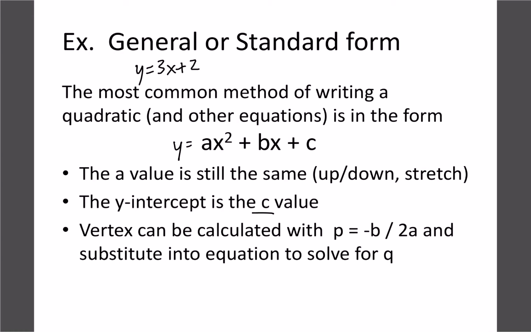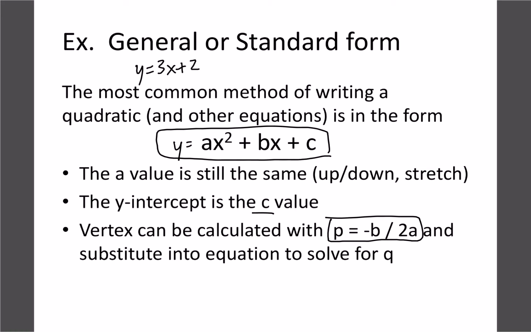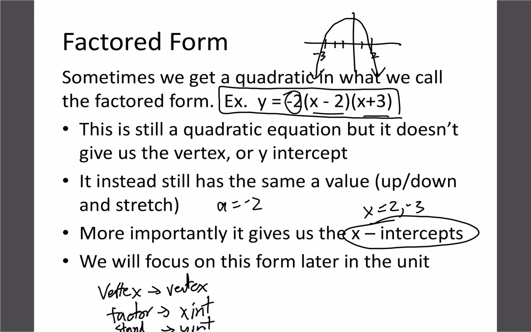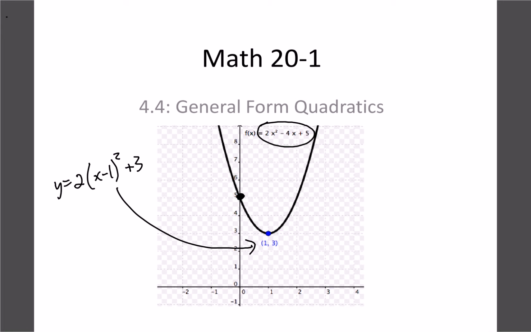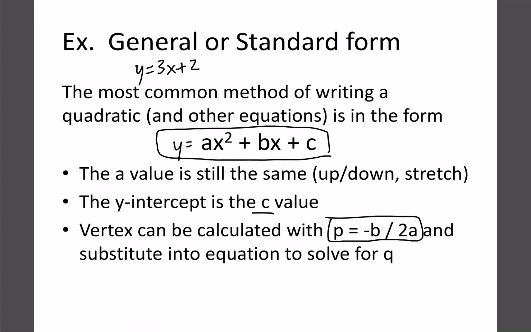One other thing with the standard form is we can actually calculate the vertex fairly easily, and the formula that's given to you is negative b over 2a. So basically what that means is we can actually calculate our vertex pretty simply. So let's go back and look at this other question we had earlier. Our original was 2x squared minus 4x plus 5. So let's work on that one and then we can see if we get it right.